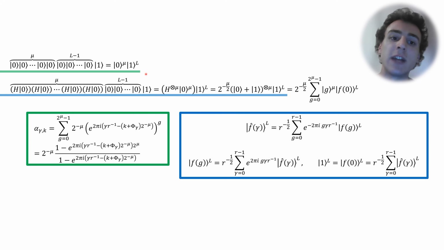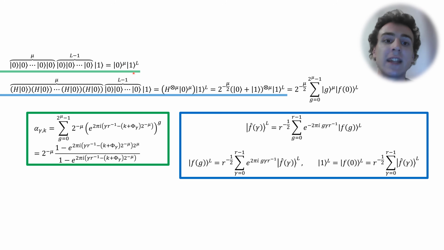In the condensed notation, the state of register X is labeled by a single 0, and then we put a μ in the superscript. Similarly, the state of register Y is labeled by a single 1, and then we put an L in the superscript. Alternatively, we could put a string of bits inside of these kets as labels. So for this state of register X, we could put μ zeros in there as a string. And those μ zeros are going to represent the value 0. And this is going to be a binary representation using μ bits.